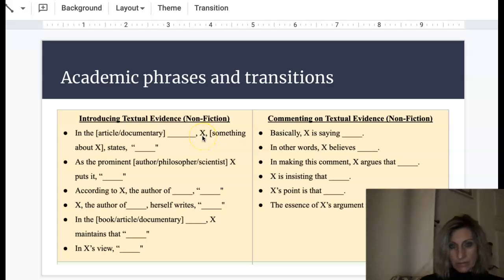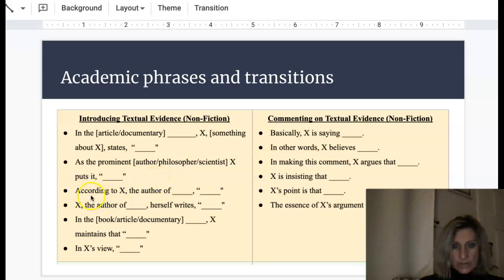Then the author states blank. So in the article from the CDC, the author and researcher John Smith states that, and then you'd fill in the blank with your quote. Or you could say, as the prominent scientist John Smith puts it, blank. And don't forget to put your citation at the end.